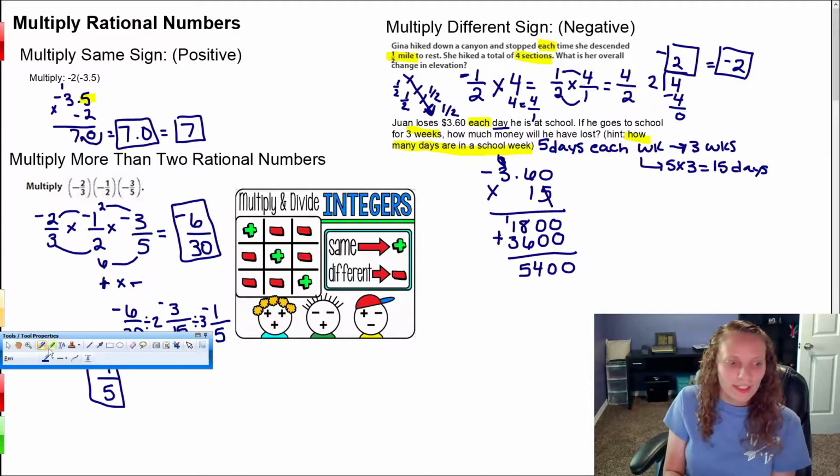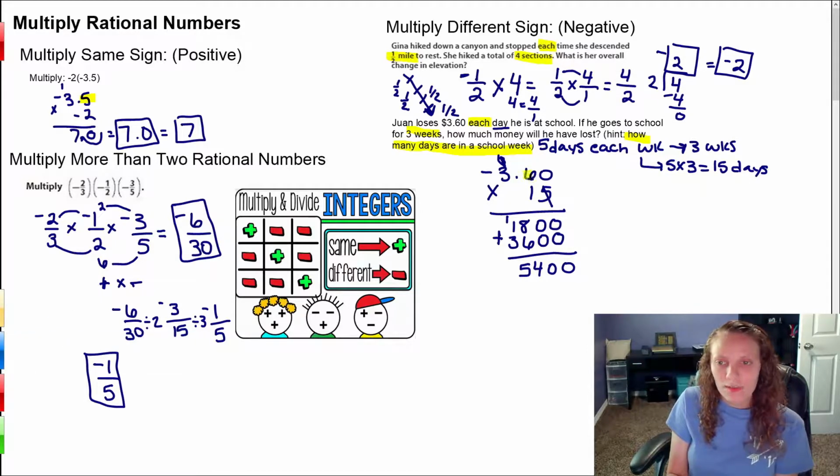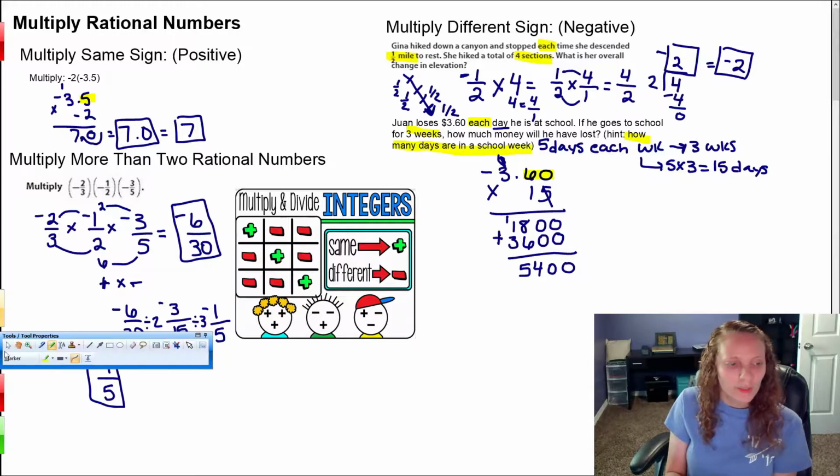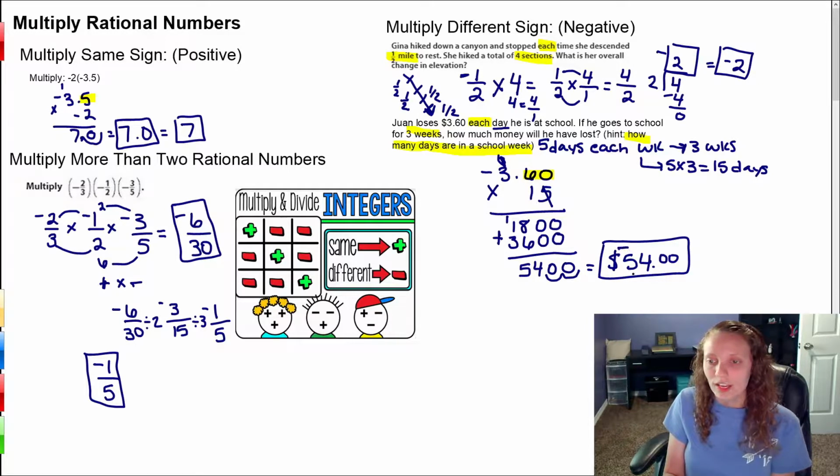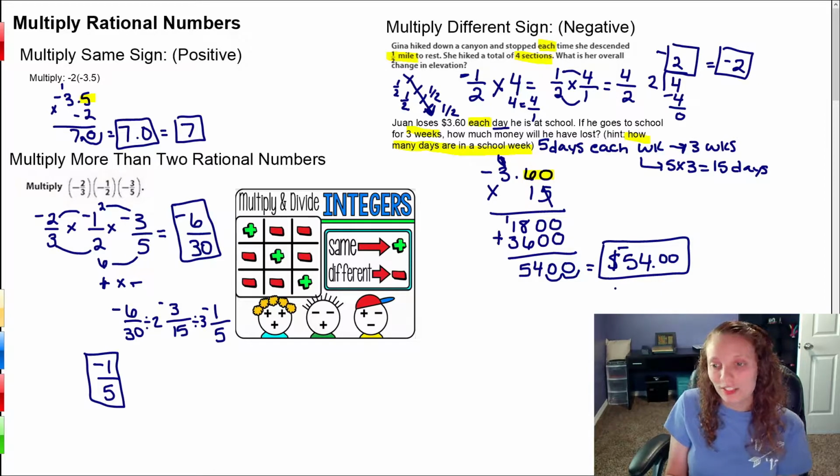Now, I'm noticing that after the decimal, this time there's 2 numbers. So we need to count over from the end, from the right side, 1, 2 times. And this would be $54. They lost $54, and that is negative. And if you check our rule from over here, we had a negative times a positive. So when you have a negative times a positive, that's going to give us a negative answer. When the signs are different, it's negative.